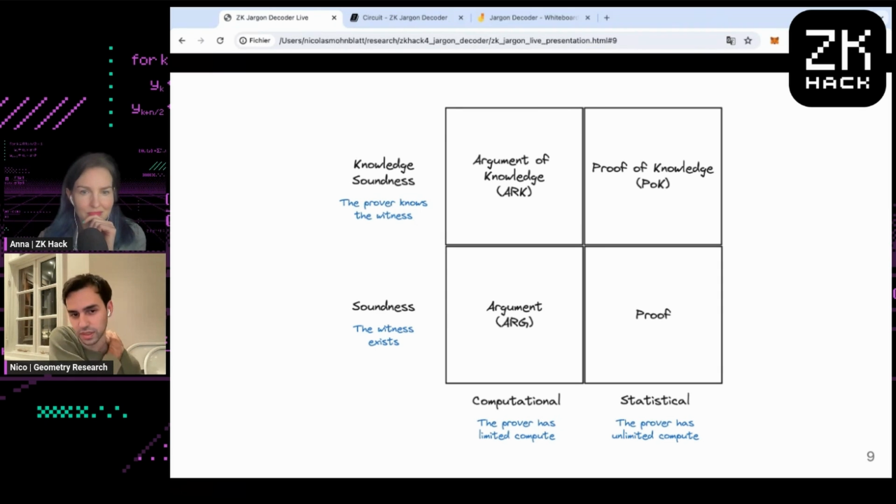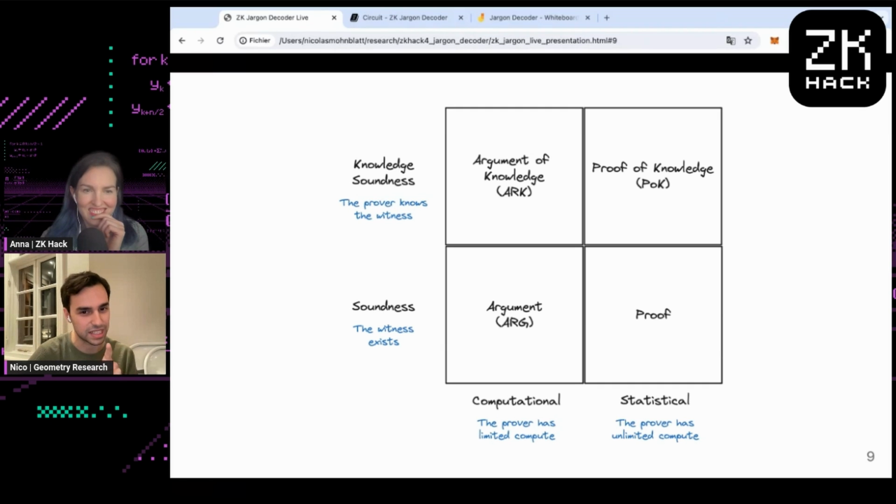And then on the other side, we have soundness, the witness exists, or knowledge soundness, the prover knows the witness. Now you can start coming up with all these different words, right? If your adversary is unlimited and you just need soundness, that's a proof. If your adversary is limited and you just need soundness, you have an argument. If your adversary is unlimited and you need to prove knowledge, that's a proof of knowledge, and people like to use POK. And if your adversary has limited power, but you still need knowledge soundness, you have an argument of knowledge.